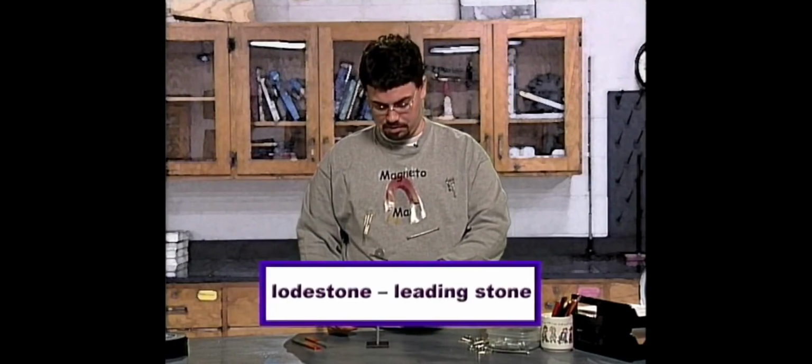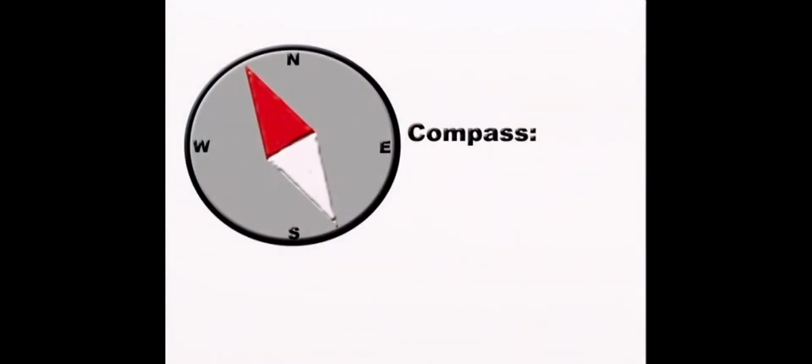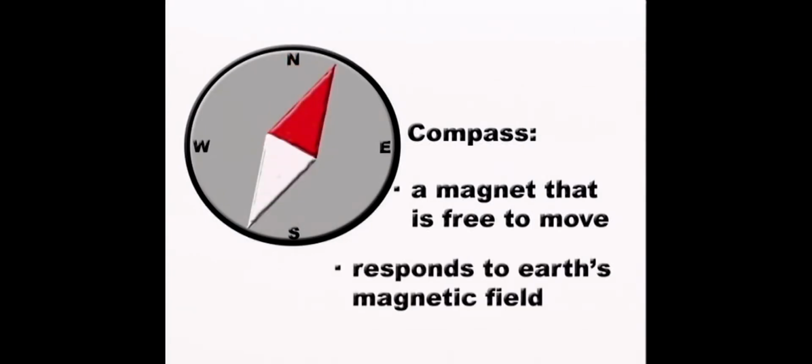Better get some notes on all this. The north pole of a magnet, abbreviated with a capital N, means north-seeking because it seeks geographic north. The south pole means south-seeking because it seeks geographic south. A compass is a magnet that is suspended in some way so it is free to move. A compass needle moves to align itself with the Earth's magnetic field.